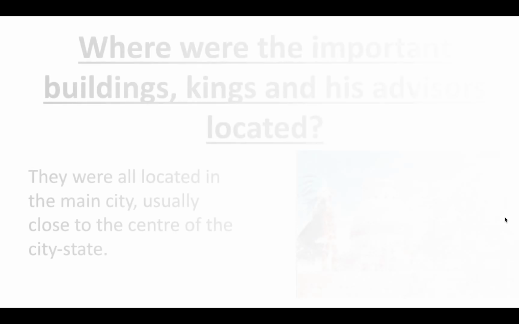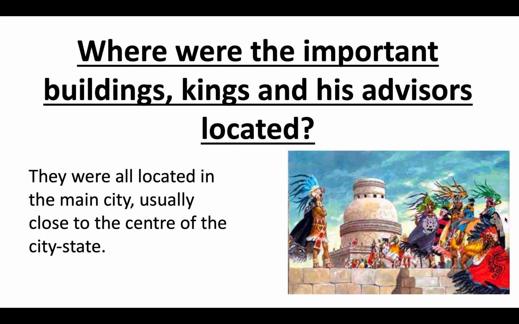Okay, let's move on. Where were the important buildings, kings, and his advisors located? As I said, each city-state had a different king, okay? And the king and his advisors and all the important buildings were located in the main city, okay? And the main city was usually close to the center of the city-state. So yes, they were all located in the main city, usually close to the center of the city-state. You need to know this.